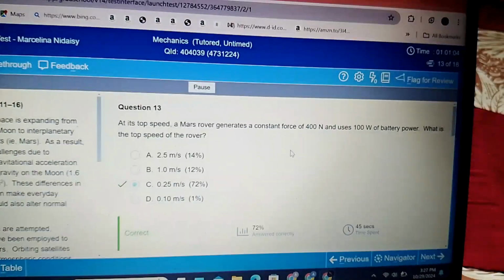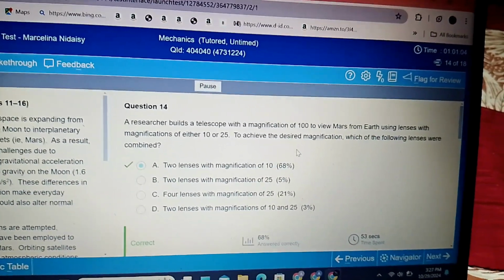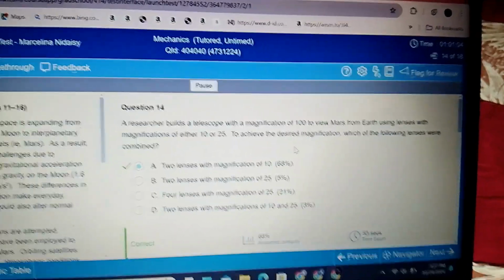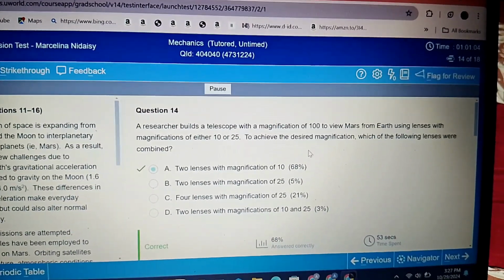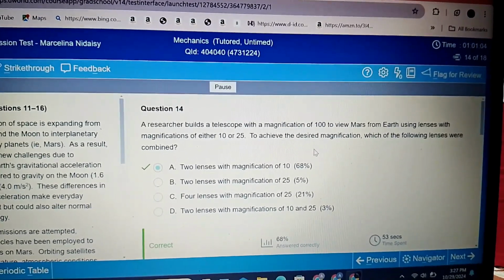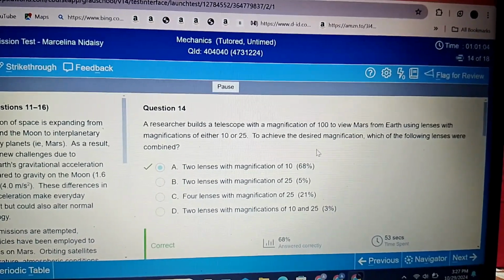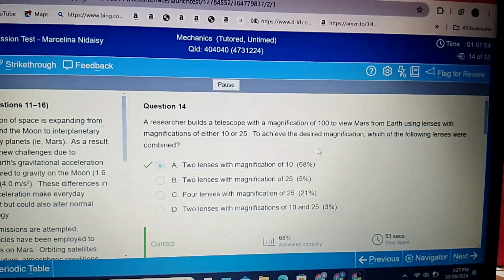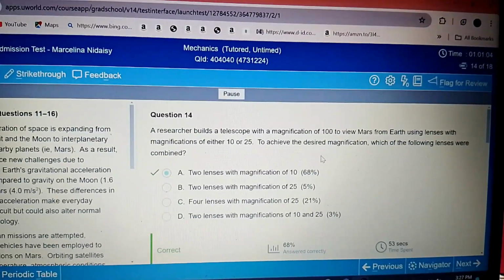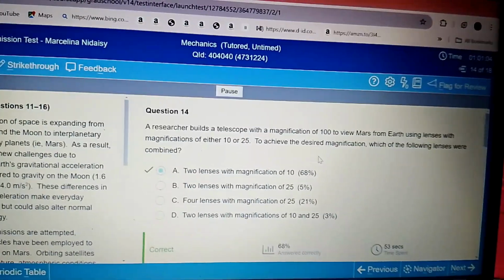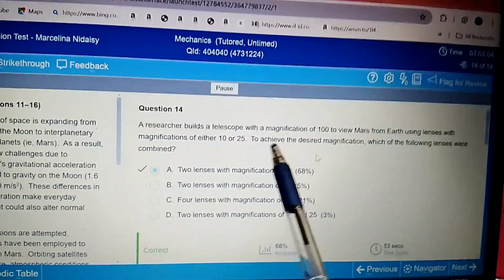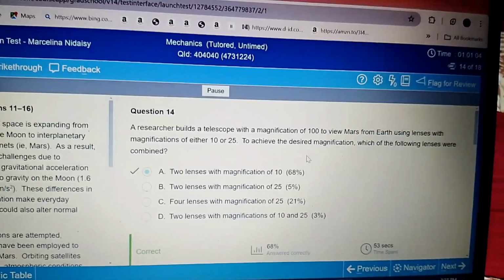Okay. The next question is question number 14. They are saying that a researcher built a telescope with a magnification of 100 to view Mars from Earth, using lenses with magnification of either 10 or 25. To achieve the desired magnification, which of the following lenses are combined? Just see it, this is also very interesting. He builds a telescope with a magnification of 100.